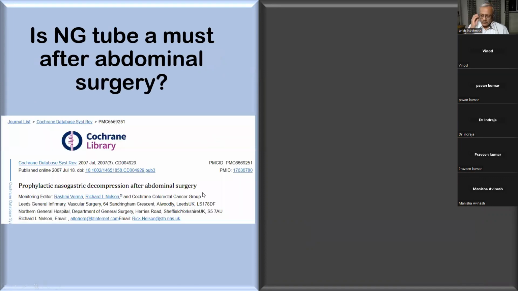Okay, so we mentioned one of the uses of the Ryle's tube to be in the post-op phase. All right, Indraja, why would anybody use a Ryle's tube in the post-op phase? Sir, if post-operatively, gastroparesis will be more, sir. Okay. So we should decompress. So what happens if there's gastroparesis?